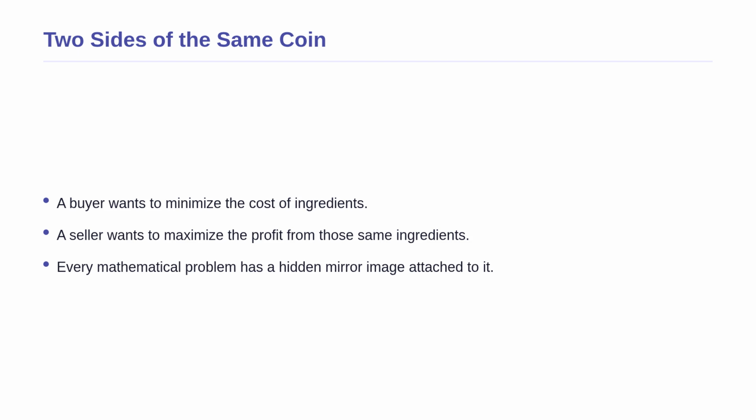In operations research, every mathematical problem we create has a hidden mirror image attached to it. If the original problem is about maximizing profit, its mirror image is about minimizing cost. Understanding this mirror image often gives us a brilliant shortcut to finding the best possible solution.